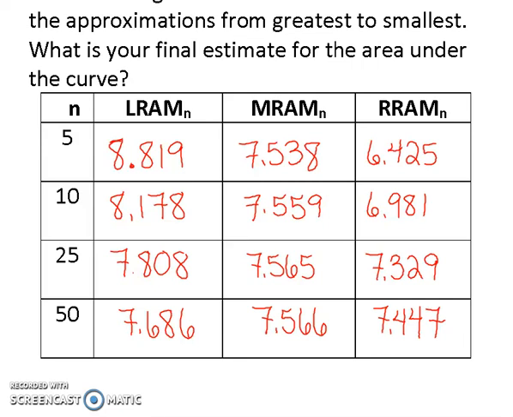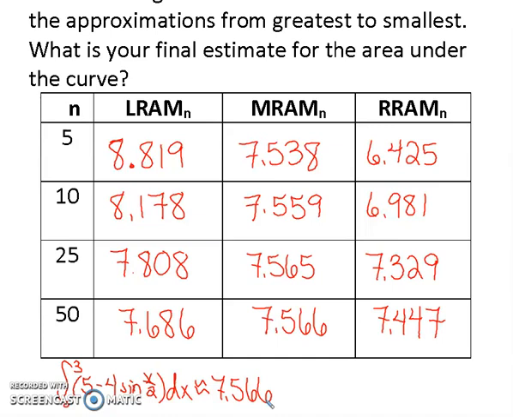So if I was going to look at all the information in this table now and try to make an estimate for the exact area from 0 to 3 of 5 minus 4 sine of x over 2, I would probably say it's about 7.566. And I'm going to show you in just a minute how we could find that exact value on the calculator to see how accurate our estimate actually is.